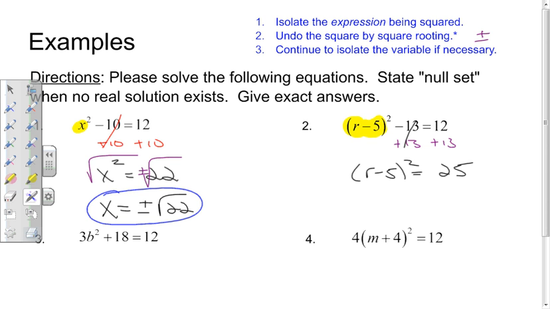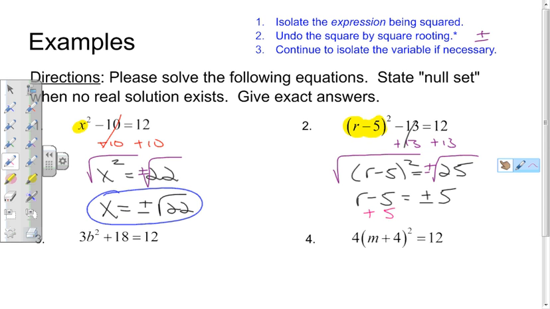So then in step 2, where it says to undo the square by square rooting, I'll do that. And I will, in fact, remember to do the plus minus on the right side of the equation. And we get that this squaring undoes that square rooting, so we're just left on the left side with r minus 5 equals plus or minus, and the square root of 25 is 5. From there, it says to continue to isolate for the variable if necessary. I didn't need to do that in the previous problem. So I'm going to add 5 to both sides.